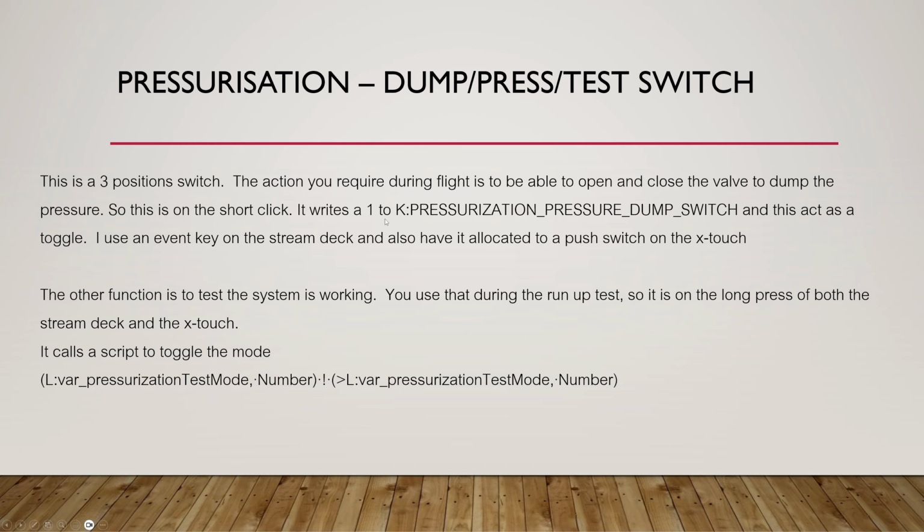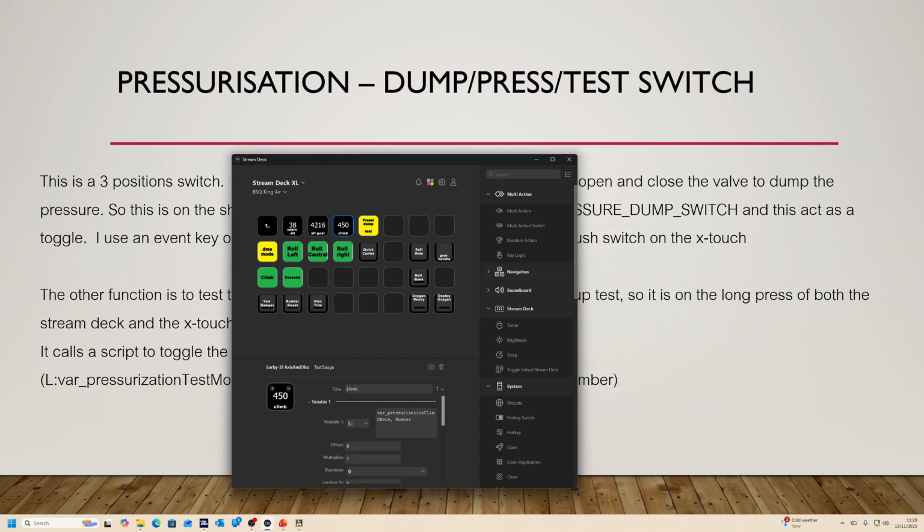On the short click, we're going to just write a 1 to the pressure dump switch, and that acts as a toggle. It doesn't say toggle as part of it, but it is a toggle event that happens. And this is what we put on the script that we're going to call if we do a long press on this event button, and it toggles whether it's in test mode or not. So on the Stream Deck, it looks like this. It's my pressure dump here.